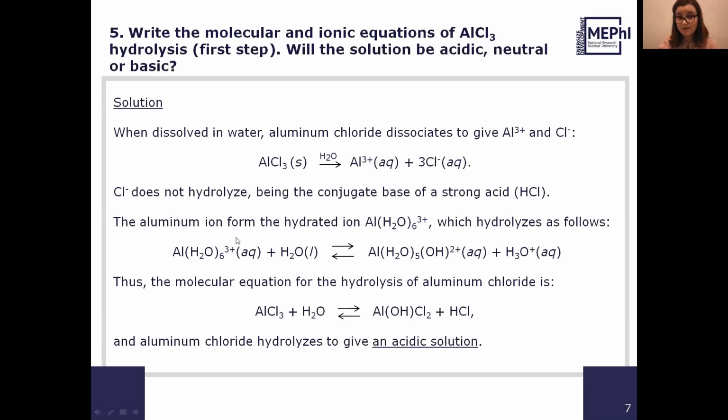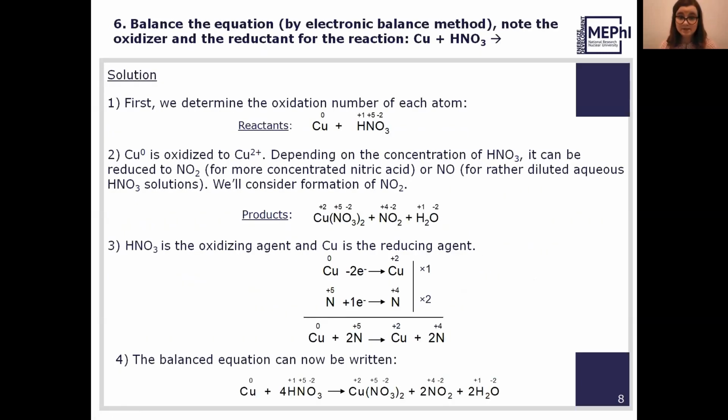In the solution, aluminum is surrounded by 6 molecules of water and forms this ion. And this ion protonates water and loses one of the protons of the water molecules surrounding it. Yeah, and this ion is formed, and the water molecule is protonated. As the water molecule is protonated, it increases the concentration of H3O plus ions in the solution, and this solution will be acidic, of course. And here is the molecular equation for the hydrolysis of aluminum chloride. Aluminum chloride hydrolyzes to give basic aluminum chloride and hydrochloric acid.